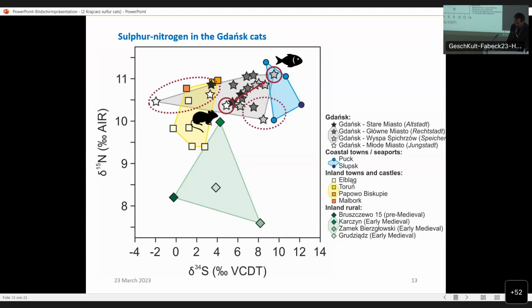But what is interesting here are the cats who do something different, who do not follow this trend line. These cats are quite interesting, especially maybe these ones here, where the nitrogen is still quite high, but sulfur is very low, so not typical for coastal locations at all.